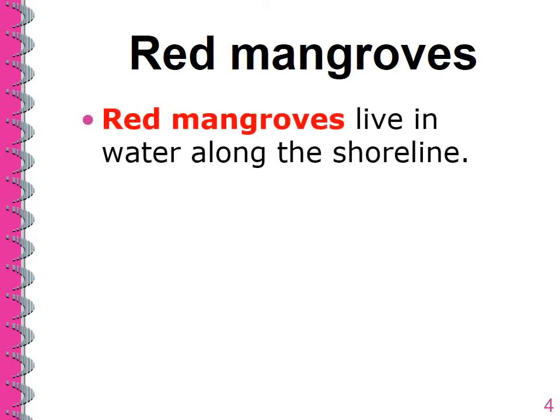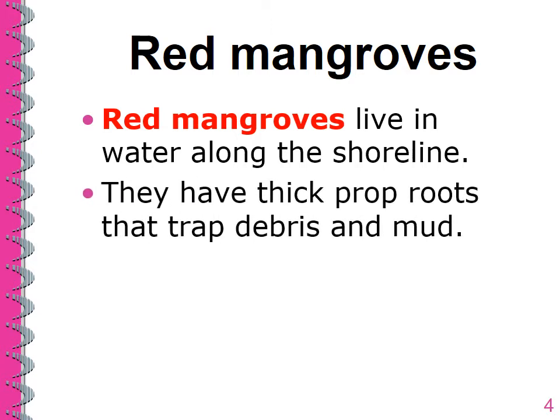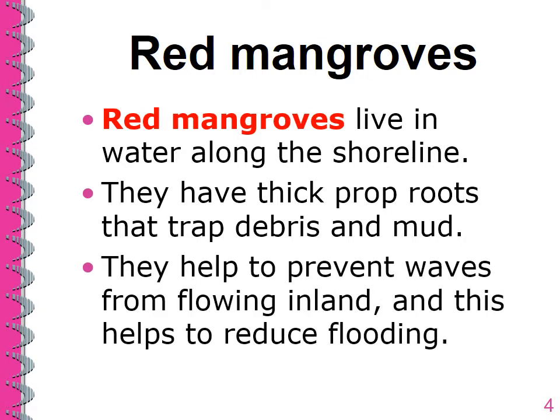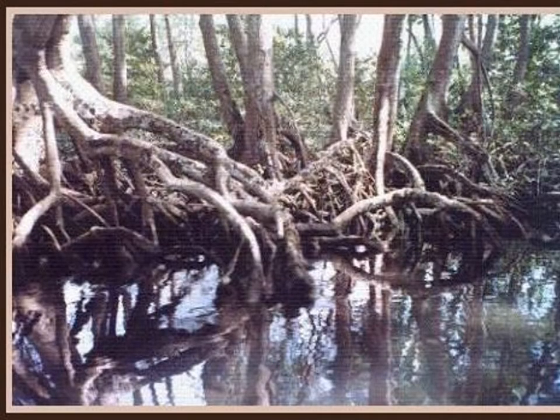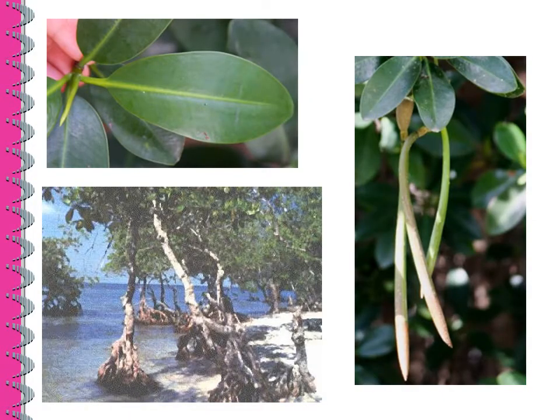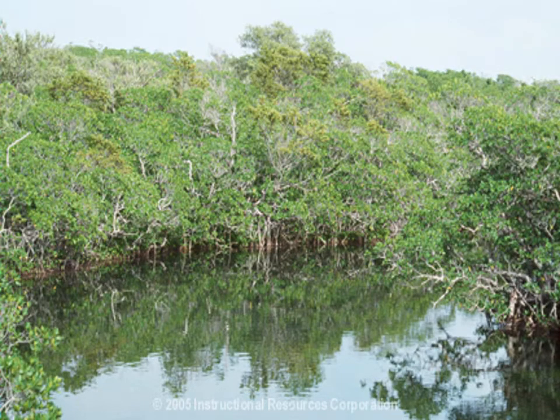Red mangroves. Red mangroves live in water along the shoreline. They have thick prop roots that trap debris and mud. They help to prevent water from flowing inland, and this helps to reduce flooding. Red mangroves: the leaves, the prop roots, and the flower.